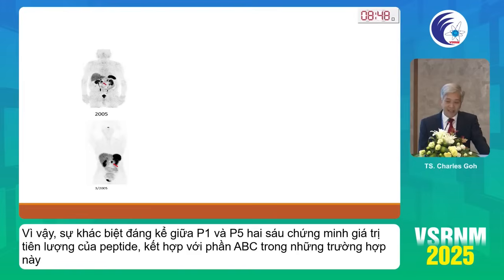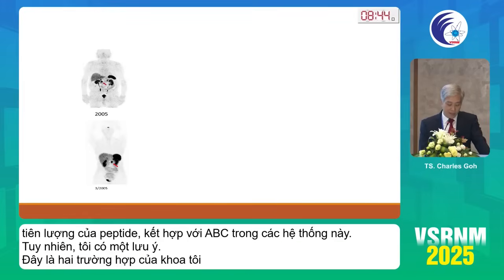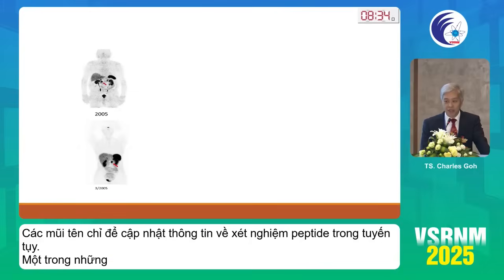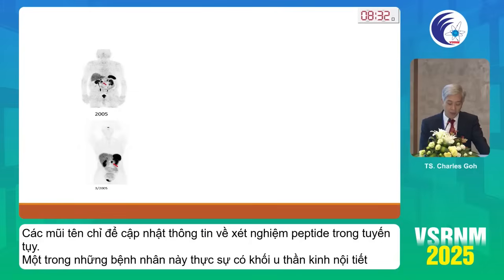I, however, have one caveat. These are two cases from my department that were imaged back in 2005. The arrows point to focal uptake on dotapeptide PET within the pancreas. One of these patients actually has a neuroendocrine tumor, but one of these patients was normal.